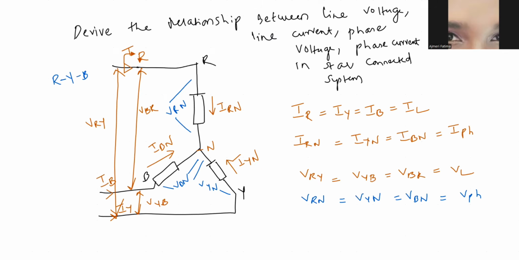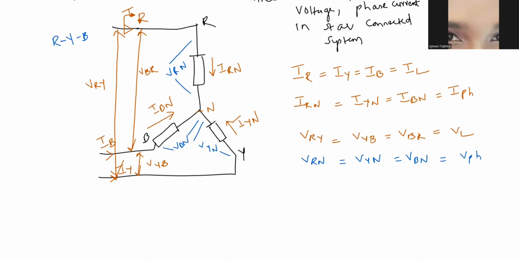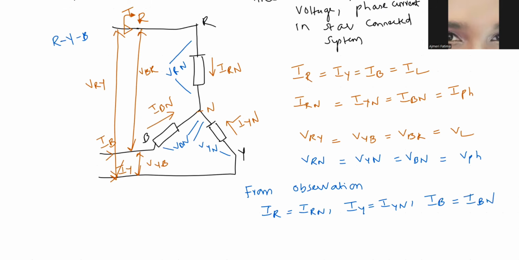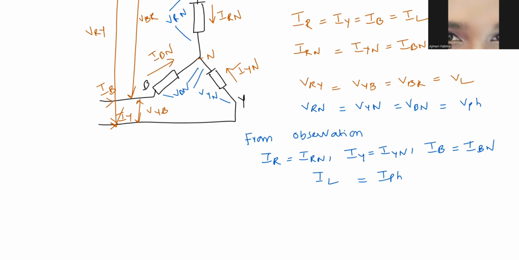I'll just write from observation, it is clear that IR is equal to IRN, IY is equal to IYN, IB is equal to IBN. What are IR, IY, and IB? They are nothing but line currents. And what are IRN, IYN and IBN? They are phase currents. So the first condition is proved. What is the condition? Line current is equal to phase current.